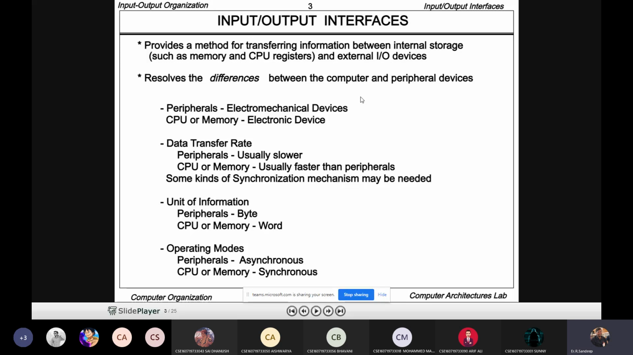And next one, operating modes. The operating modes are synchronous and asynchronous. It will fall under the two categories. The peripherals will be asynchronous and the CPU will be synchronous. The synchronous and asynchronous are decided based on the clock. If you are making use of the clock, then we call it synchronous. If you are not making use of any clock and directly you are sending, that is asynchronous data transmission. So the peripherals make use of asynchronous data transmission, and the CPU or the memory makes use of synchronous data transmission.